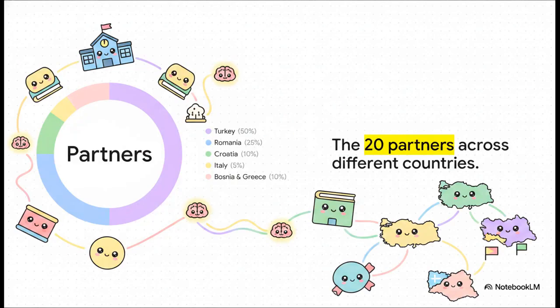And the scale of this is just massive. This incredible learning isn't isolated. It's a huge unified network of classrooms. With 10 partners in Turkey, 5 in Romania, 2 in Croatia, 1 in Italy, plus partners in Bosnia and Herzegovina and Greece, it forms this vast cross-border web of young minds, all operating on the exact same colorful wavelength.